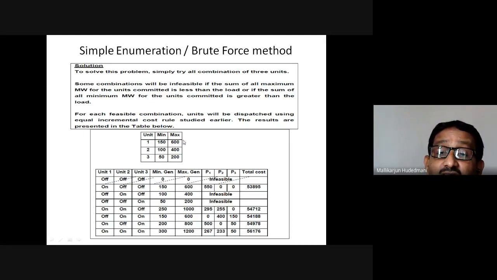The maximum capacity is to add these columns: 600 plus 400 plus 200, which results in 1200 megawatt. Therefore 300 to 1200 is the range that three machines together can work in combination. Now the question is, how is that 550 megawatt to be addressed from these three machines?